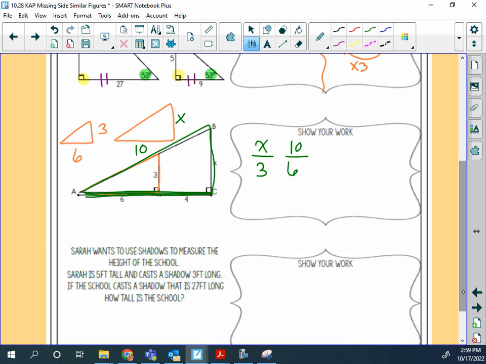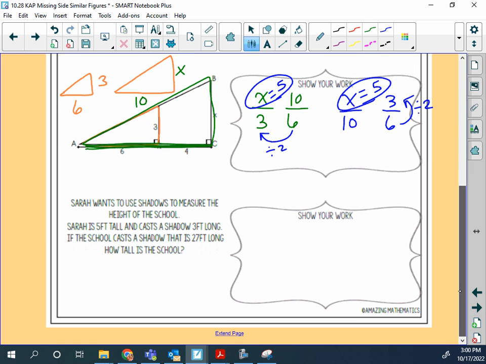Or if I want to go within, x is with 10 on that big shape, and then 3 goes with 6. Guys, it does not matter which way you want to do this. 6 divided by 2 gives me 3, and 10 divided by 2 would be 5. If I use this one, 6 divided by 2, again, 10 divided by 2, I still get 5.